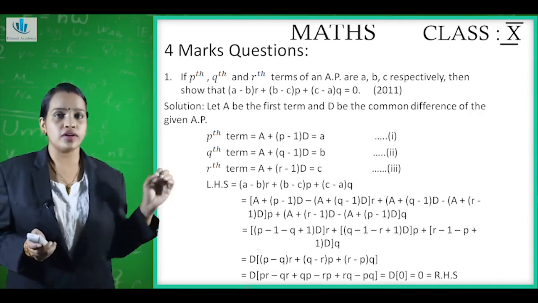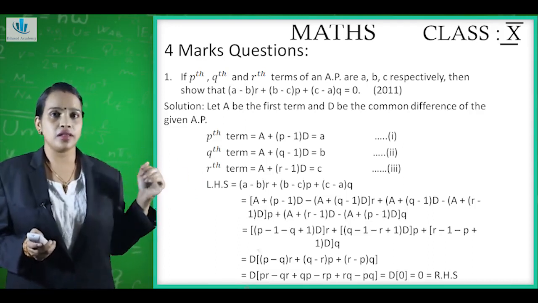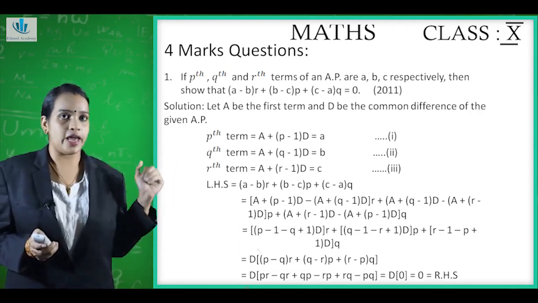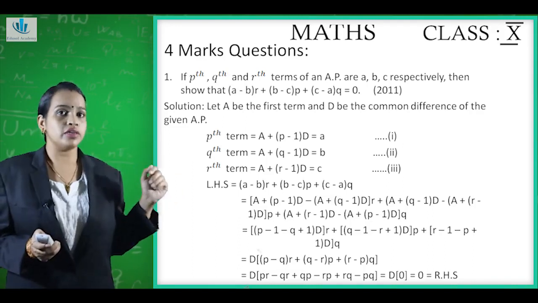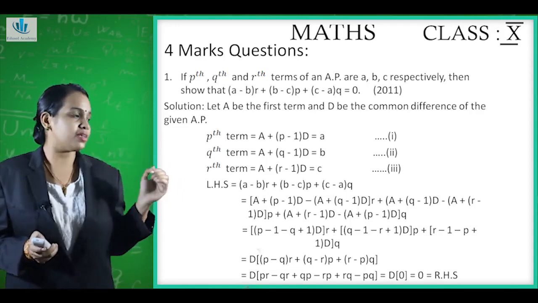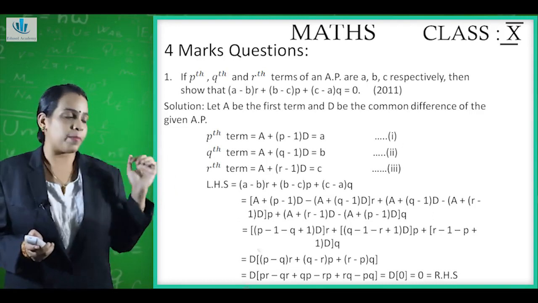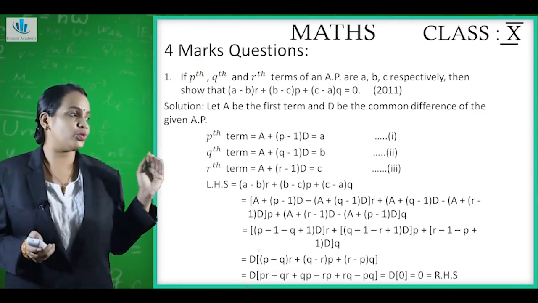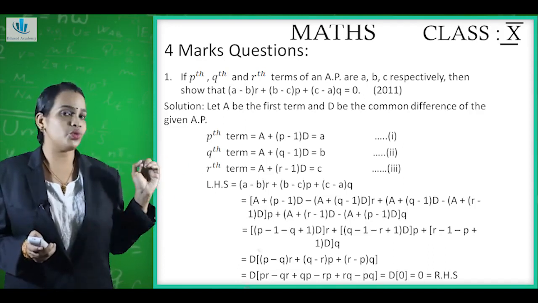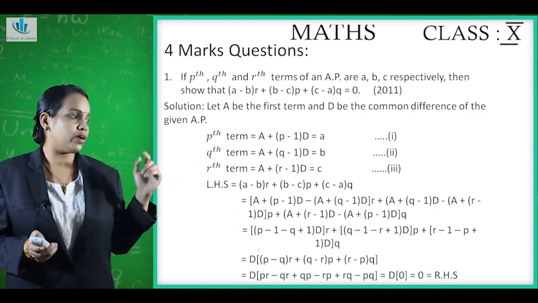Now what we will do, we will put the first term as A. We will put common difference with the letter D. Now pth term is equal to A plus P minus 1 into D, which is equal to A. That is given in the question. Now qth term, you know the formula to find the term, that formula we have put here, that is an is equal to A plus n minus 1 into D. That formula we are applying here. So qth term is equal to A plus Q minus 1 into D, which is equal to B. Rth term is equal to A plus R minus 1 into D, which is equal to C. Now we will put all these equations as 1, 2 and 3.